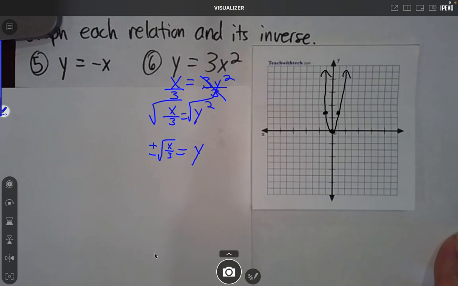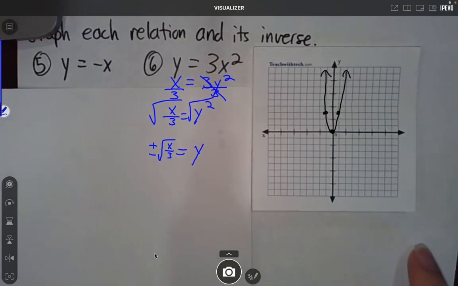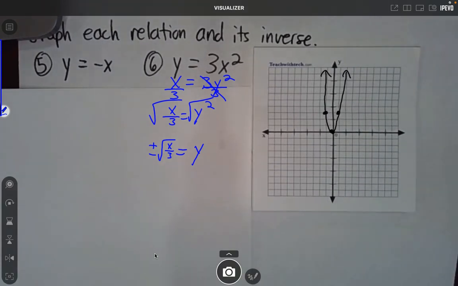All right, any questions on why I did the plus or the minus? We learned that last week. I know it's been a few days. But when you take the square root, you have to put the plus sign and the minus sign because you're saying it could have been a positive or a negative that we squared. Okay? Everybody good with that?